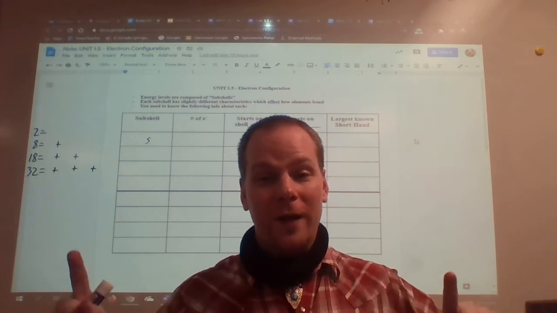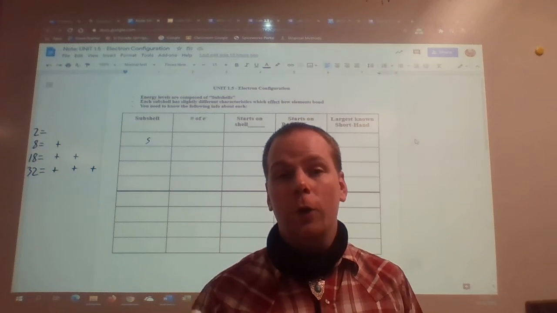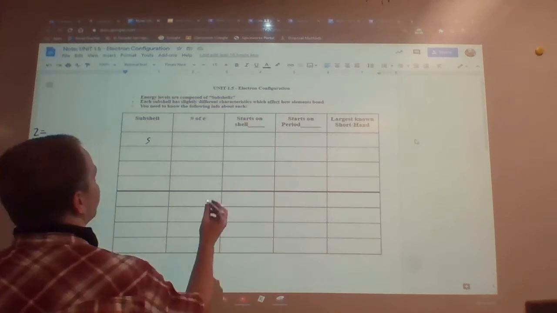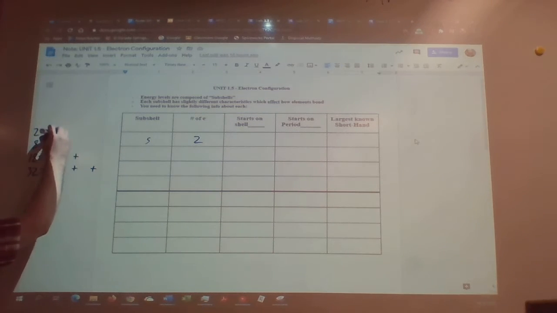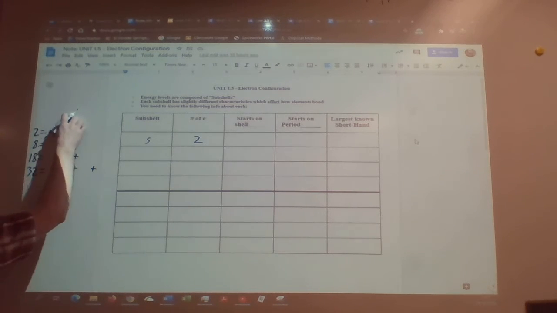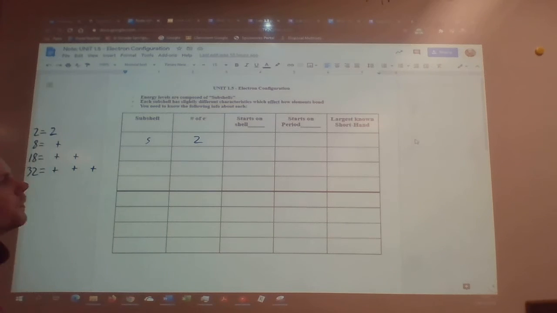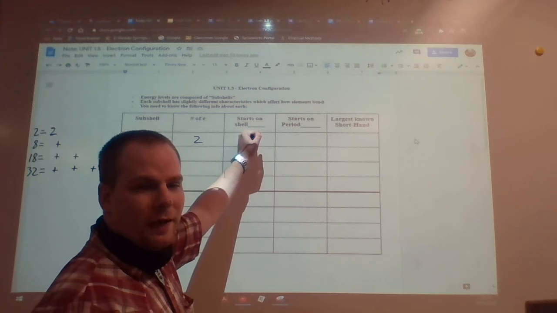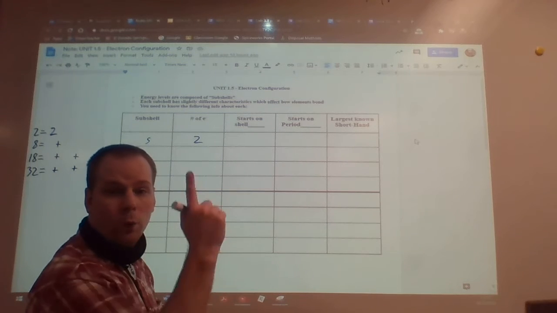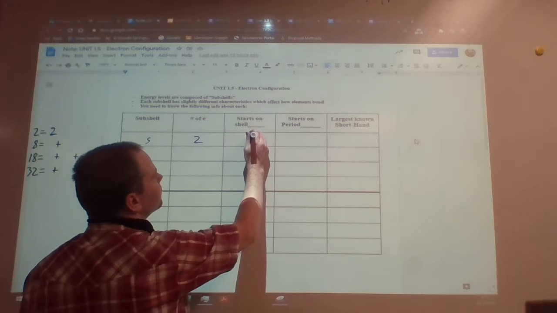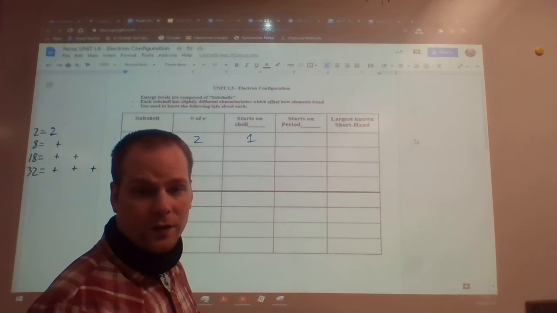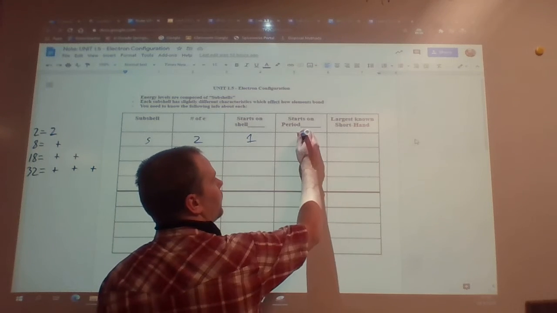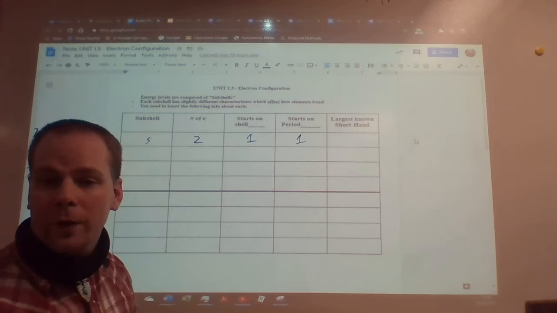If you got 2, that is correct. Okay, the first energy level holds 2 electrons because the S subshell only holds 2 electrons. So there are 2 electrons in the first energy level. That is just the S subshell. Okay, the first energy level that has an S subshell is energy level 1. That one should be obvious. The first period on the periodic table that has an S subshell is also period 1. At this point, it's fairly simple.